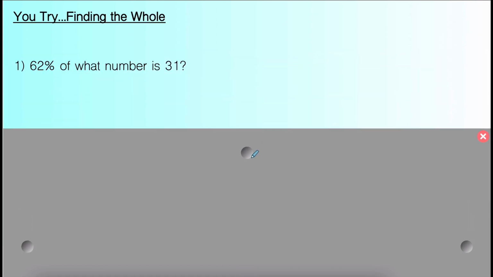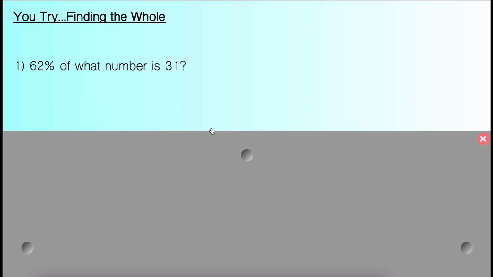So the first one, I'll actually do it with you instead of you doing it on your own. But if you'd like to try it, pause this real quick, write it out, and see what you can set up. But let's see, 62% of what number is 31? All right, there's all the parts.